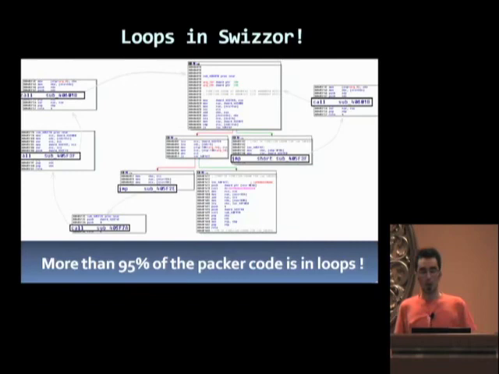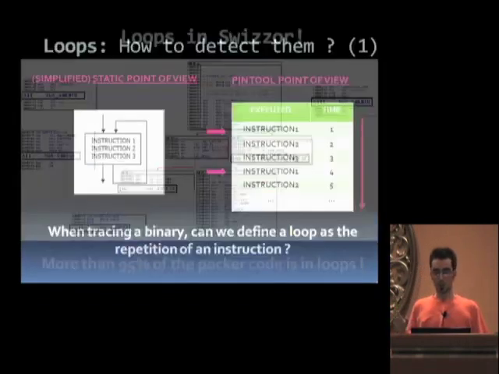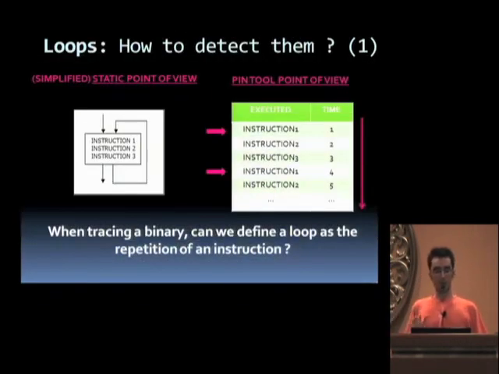So the question is how to detect loops. It's very simple. At the left, we have a very simplified static point of view of a simple loop. And at the right, we have the Pin tool point of view. So what is the Pin tool point of view? It's basically the dynamic binary instrumentation point of view when you don't have any control flow graph, you don't have any knowledge of the future. So basically, you see each instruction just before it executes. So when we execute this simple loop, there is obviously a repetition of instructions. Basically, when you execute a loop, you execute the same instructions several times.